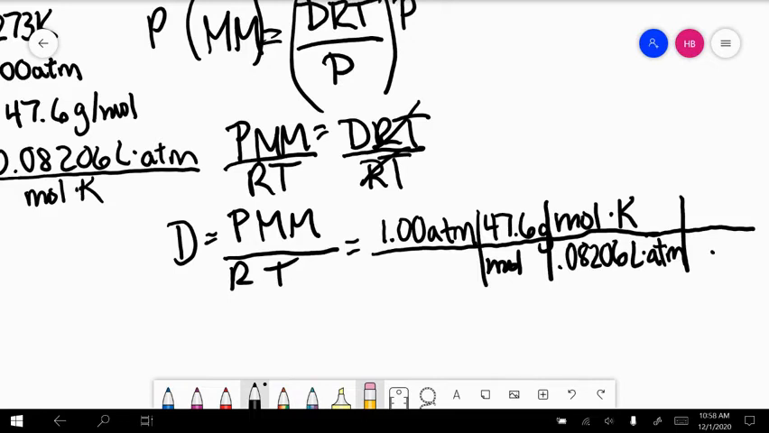You could put it here, you could put it here, of 273, like such. So K cancels, moles cancel, atmospheres cancel, and I'm left with units of grams on the top and liters on the bottom. This is important because it's not grams per milliliter. It is grams per liter. So let's multiply across the top and divide by the bottom.